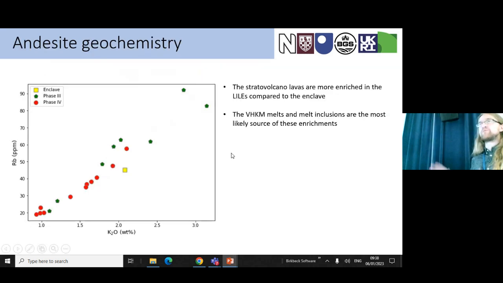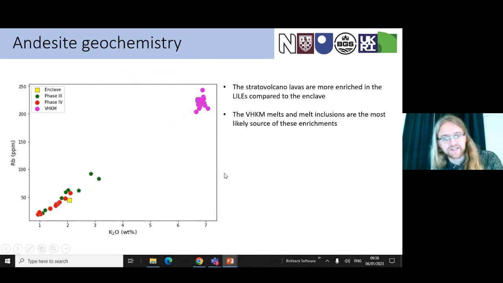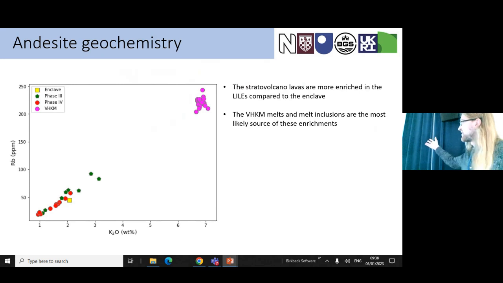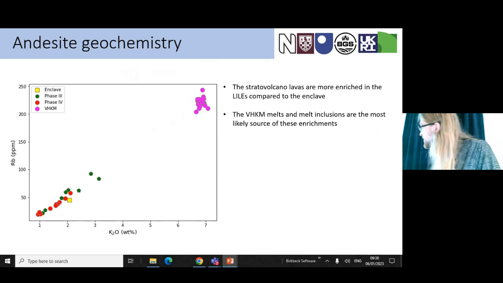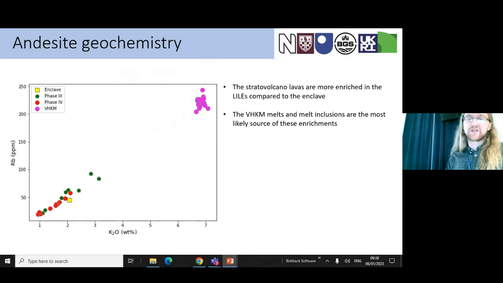So I'm going to initially focus on what that means for the andesites. This is a plot of, and this is as simple as my plots get, no ratios, so don't have to worry about that. But this is potassium versus rubidium, and these are sort of the key elements that show differences between the enclave andesite that we found and the stratovolcano lavas. And so the stratovolcano lavas really shoot off to high potassium contents and high rubidium contents, whereas the enclave magma is much less enriched. If we then extend this plot to include the very high potassium melts that I mentioned, as I said, they're very high in potassium, typically around 7 weight%, and they're also coupled with rubidium and other large ion lithophile element enrichments.